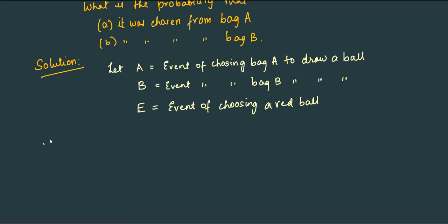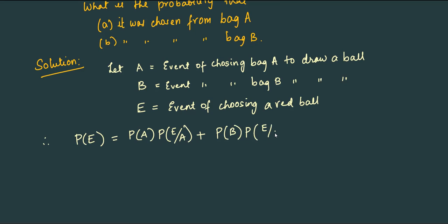So therefore, probability of E, that means probability that a red ball is chosen, is probability of selecting bag A and probability of selecting red ball from bag A plus probability of selecting bag B multiplied by probability of selecting red ball from bag B. This is the first step. If you want to solve Bayes theorem problems correctly, the total probability theorem has to be properly written.